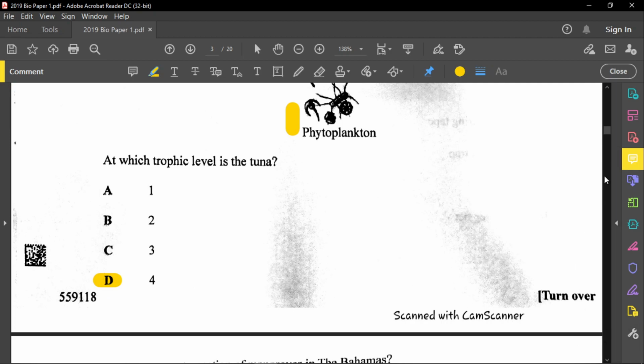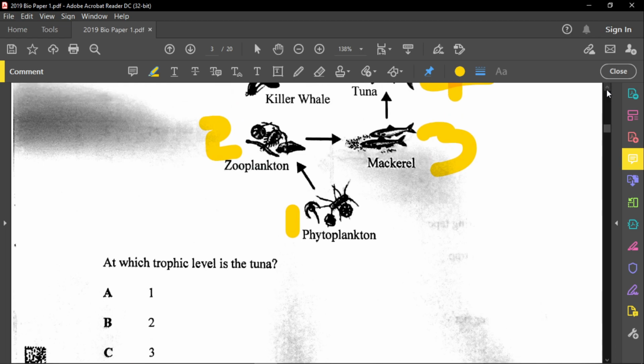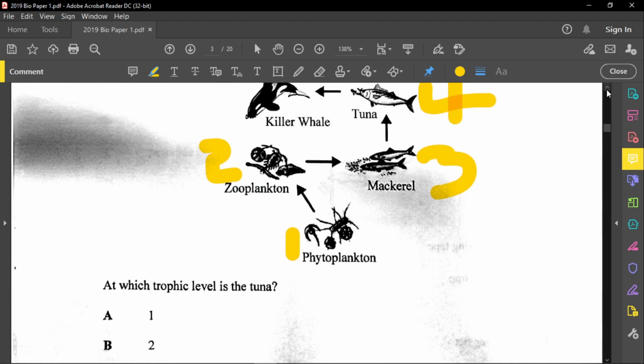And please remember that the trophic level is each level of the food chain or the food web starting from the producer. So the producer is always the first trophic level.